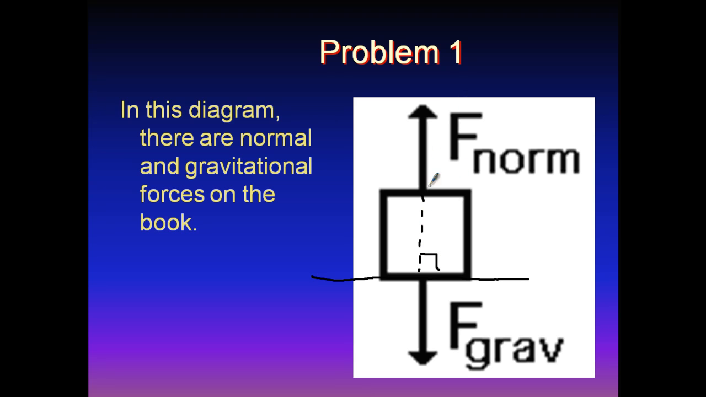And because this book isn't moving, you want to make sure you draw the normal force line and the gravity force line roughly the same size. Doesn't have to be perfect. You don't need to get your rulers out.